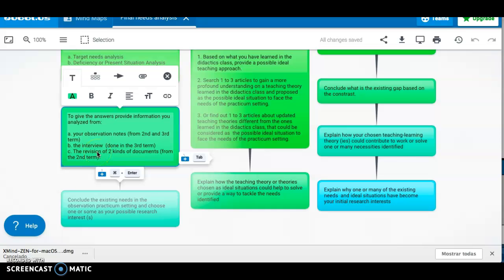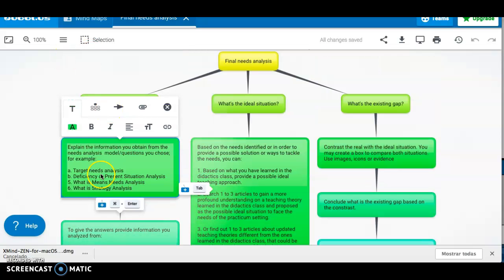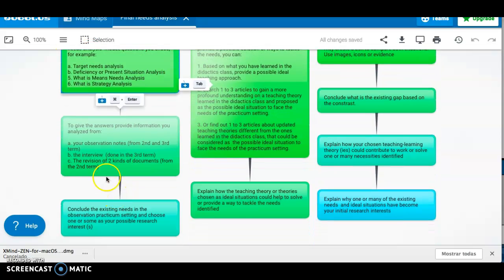In order to give an answer to those questions, you had these sources of information. You had the interview that you developed in the third term, and in the second term and also the third term you have been doing observations. You have the observation notebook. From there you extract the information that will help you provide answers to the questions that are part of the needs analysis model that you chose.